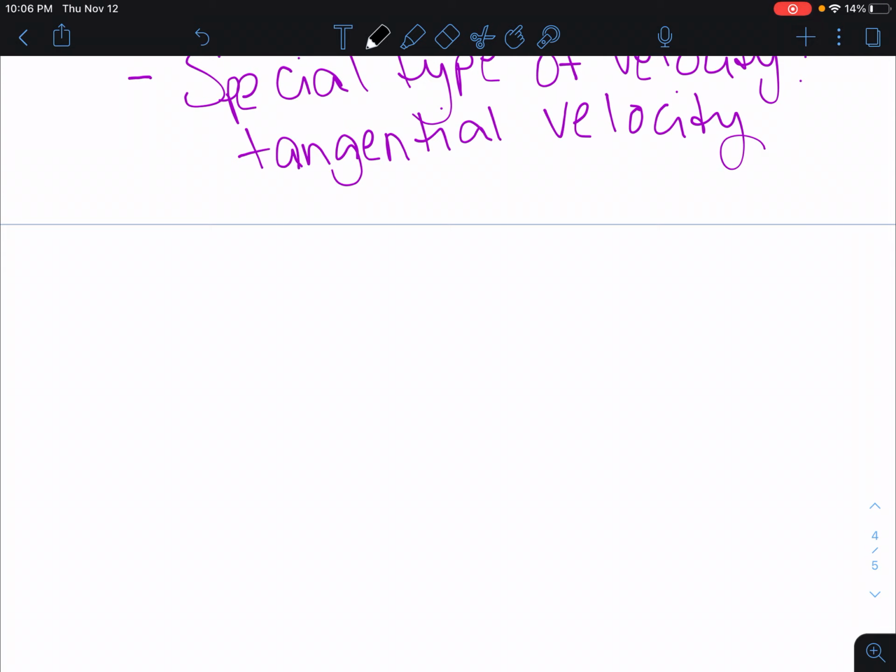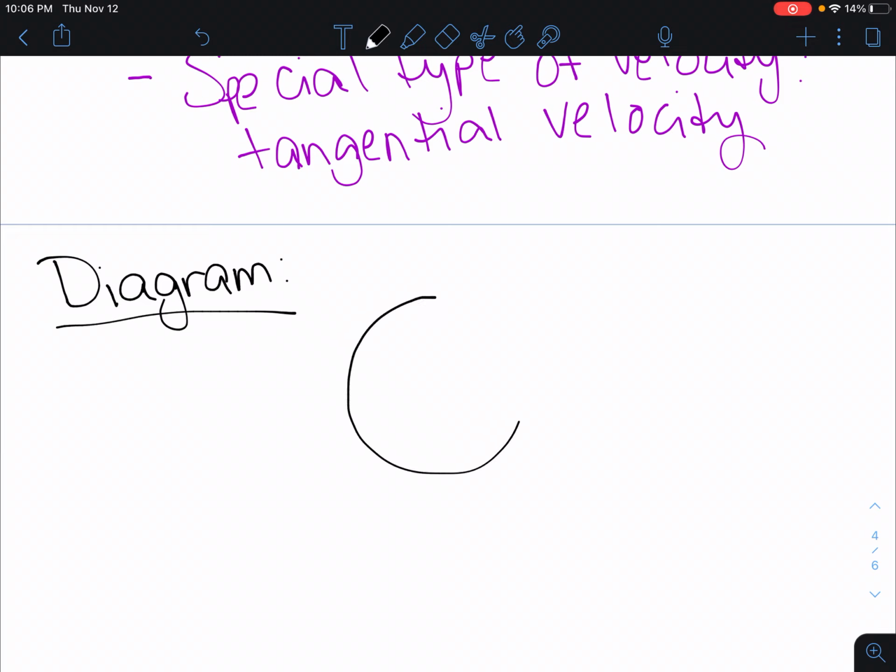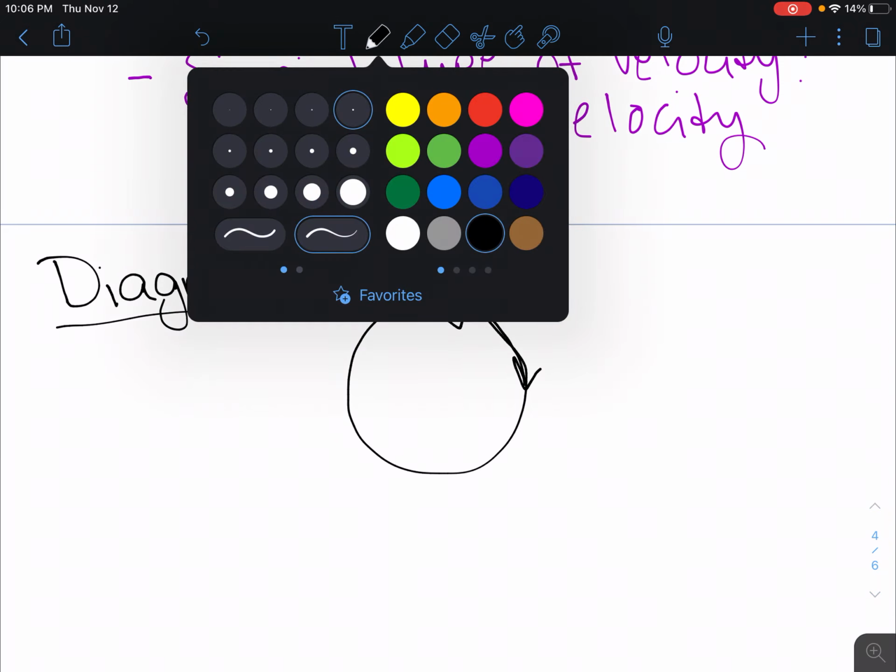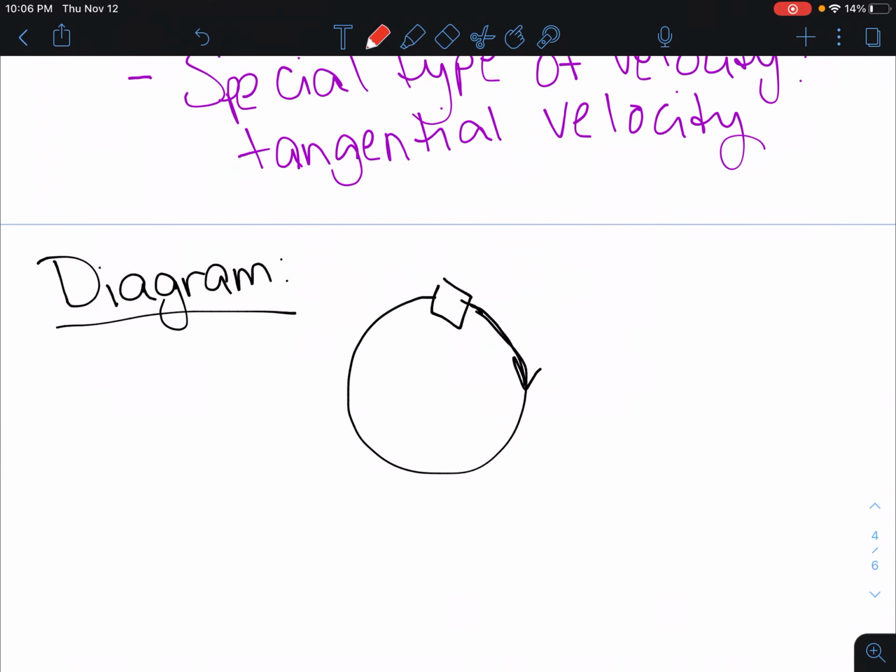Okay, so we're going to do a diagram. So objects moving in circular motion, obviously they are following a circular path. So we're going to just have a block here. Okay, and let's say it's moving clockwise around the circle. Okay, let's add the acceleration vector on here.